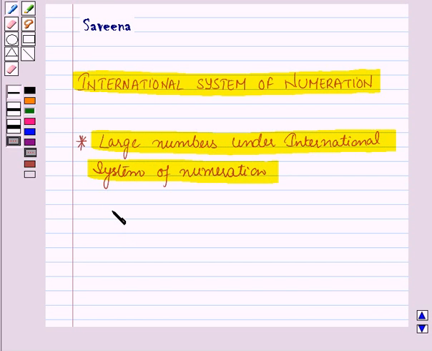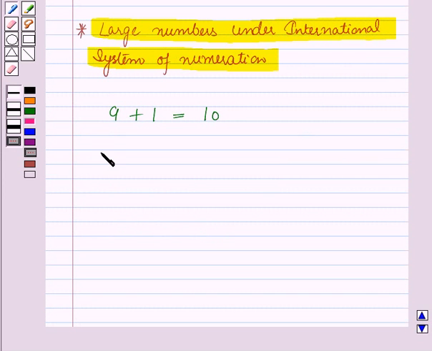Now, the greatest one-digit number, that is 9, plus 1 is equal to the smallest two-digit number, that is 10. Now, the greatest two-digit number, which is 99, plus 1 is equal to the smallest three-digit number, which is 100. Also, the greatest three-digit number, which is 999, plus 1 is equal to the smallest four-digit number, which is 1000.